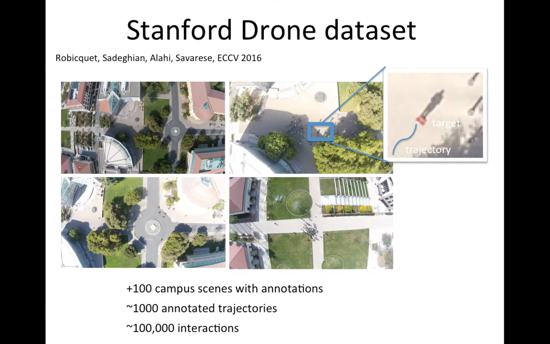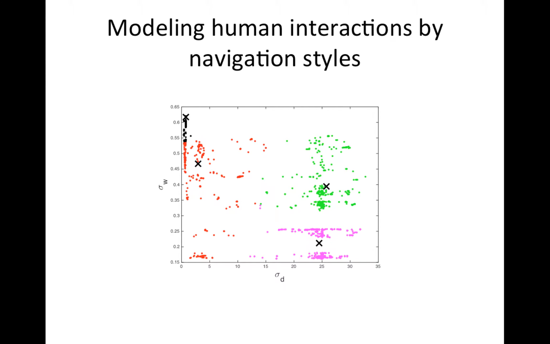The Stanford Drone Dataset includes more than 100 scenes with thousands of annotated trajectories and hundreds of thousands of interactions. This dataset is the first of its kind that captures all these types of interactions at scale, and was recently presented at ECCV 2016. Interestingly, as we analyzed large volumes of such trajectories from this dataset, we found out that targets can be naturally clustered in various types of interaction types, which reflects different classes of interaction behaviors. For instance, aggressive, mild, and decided.